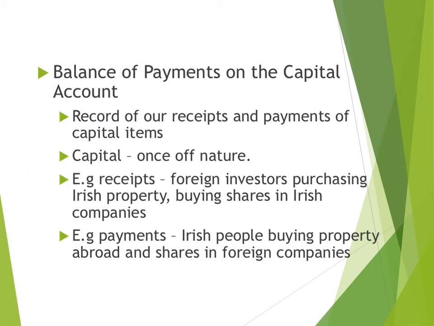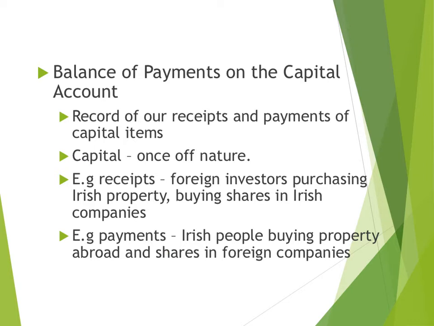Balance of payments on the capital account then. What we do is we record our receipts and payments of capital items. We said before that capital is once-off in nature. An example of receipts could be foreign investors purchasing Irish property or buying shares in Irish companies. Some payments could be Irish people buying property abroad and shares in foreign companies. So remember, with receipts, even if it's foreign investors purchasing Irish property, the money's coming into Ireland, whereas if we are buying property abroad, money's going out.